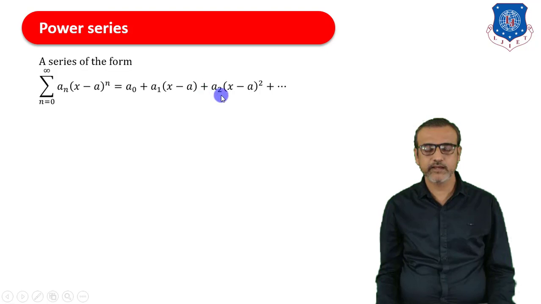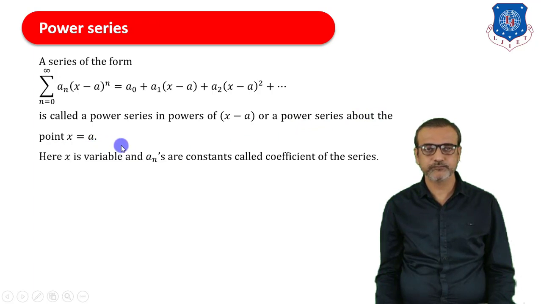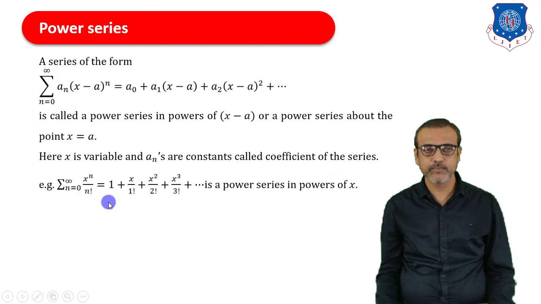Then after the plus sign, for n equals 2, we have a2 times (x minus a) the whole squared, plus and so on. This is called a power series in powers of x minus a, or a power series about the point x equals a. Here x is a variable and the an's are constants called the coefficients of the series.